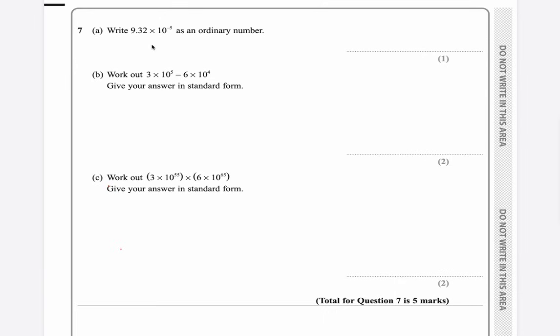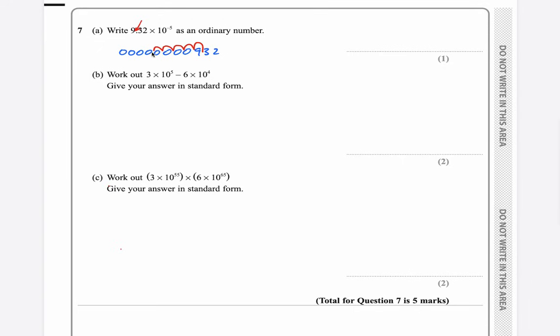Write 9.32 times 10 to the power minus 5 as an ordinary number. So, guys, my preferred method of doing this is to write 0.00000000, enough zeros, definitely more than 5, right? So enough zeros, and then 932. And then I'm going to go to 9.32 because that's where the point is here. And I'm going to go 9.32 there, and I'm going to go back 5 because it's minus 5. So I'm going to go 1, 2, 3, 4, 5.